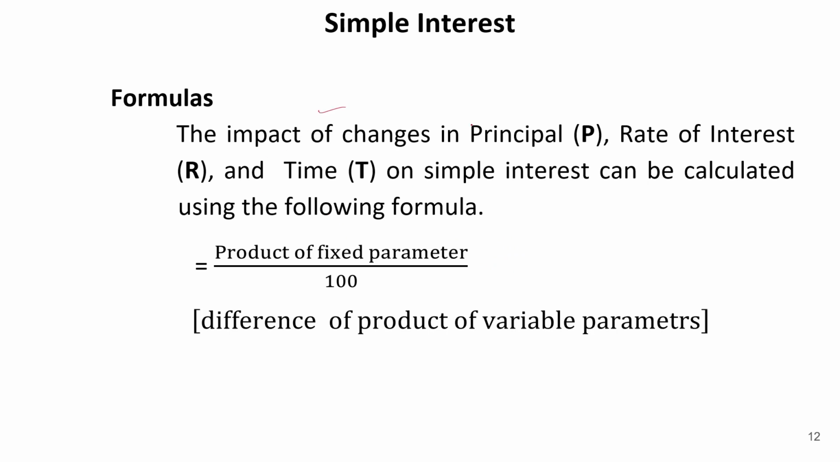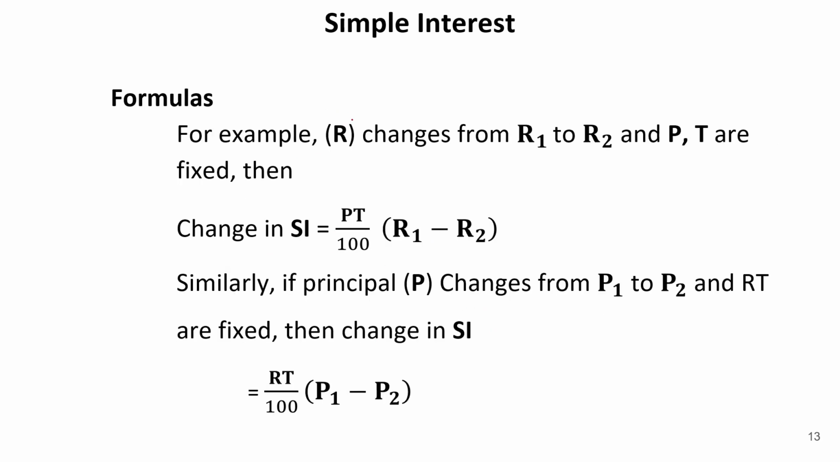So the impact of changes in principal, rate of interest and time on simple interest can be calculated using the following formula: the product of the fixed parameters divided by 100, into the difference of the variable parameters. For example, if r changes from r1 to r2, and p, t are fixed, then the simple interest will be p into t whole by 100 into (r1 minus r2).